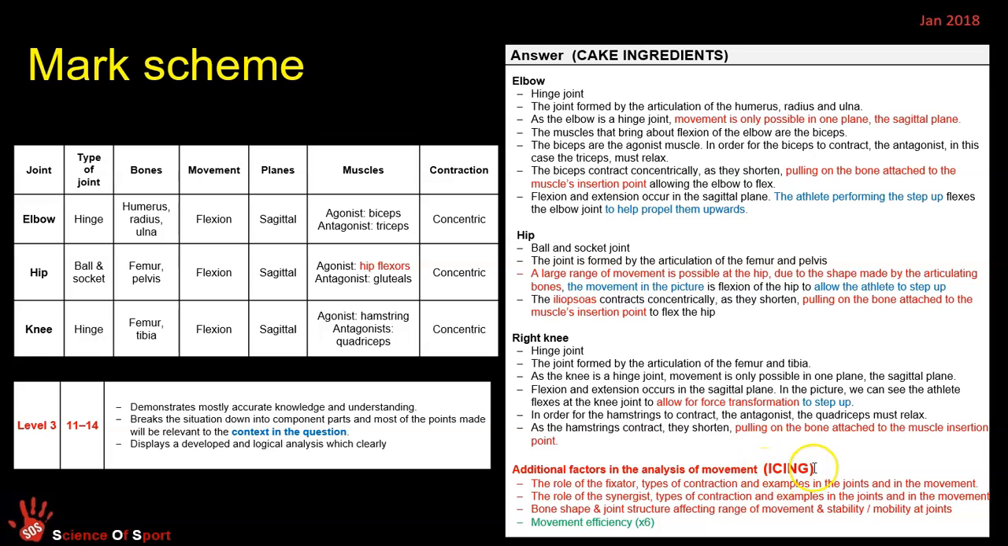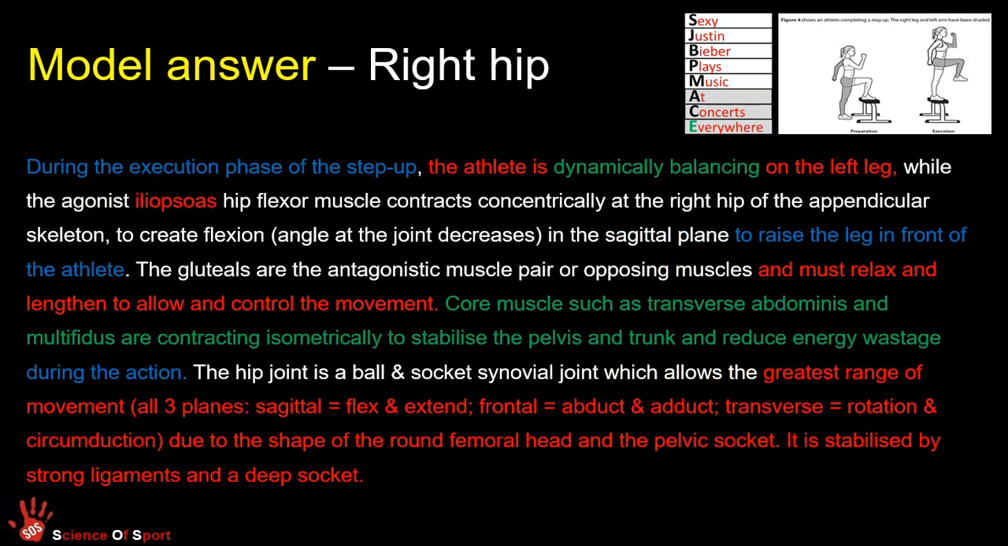The additional icing stuff could be from talking about the roles of the fixators, could be talking about synergists, could be talking about how the fixators contract or how the synergists contract. It could be talking about the joint range of movement, so synovial joints being multi-axial and moving in all 3 planes. Talk more specifically about the bone shapes and how that affects movement or stability, and of course these 6 possible movement efficiency factors. So let's look at a model answer. I've written something for each of the paragraphs, for each of the joints, to try and show how you can pack your paragraphs full of show-off facts.